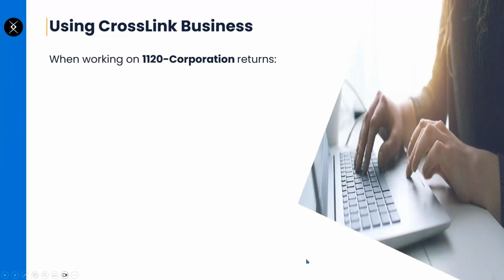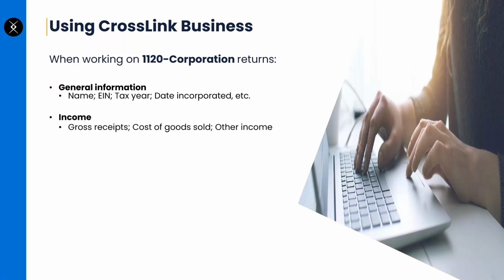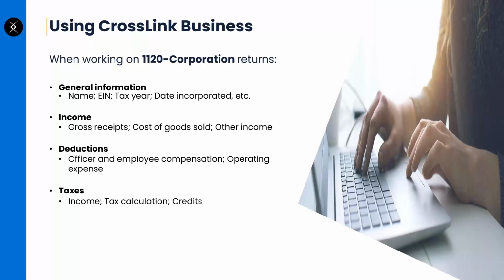And then moving on to the 1120, which is the corporate returns. That general information would be just entering in the information on that client data screen that I was just showing before. The income, so the gross receipts, cost of goods sold, and other income, and any deductions that the business is claiming for any operating expenses. And then taxes, the income tax calculations and any credits.